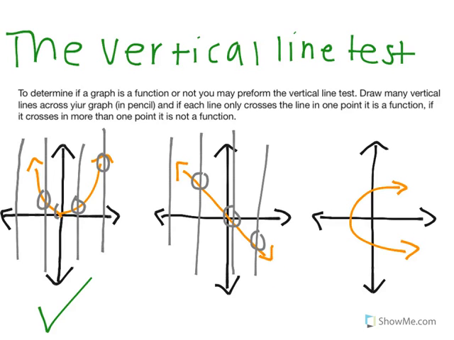Whoops, let me get a green check mark. Now let's try this one. Uh-oh. See how this line crosses twice and this line crosses twice? That means this is not a function.